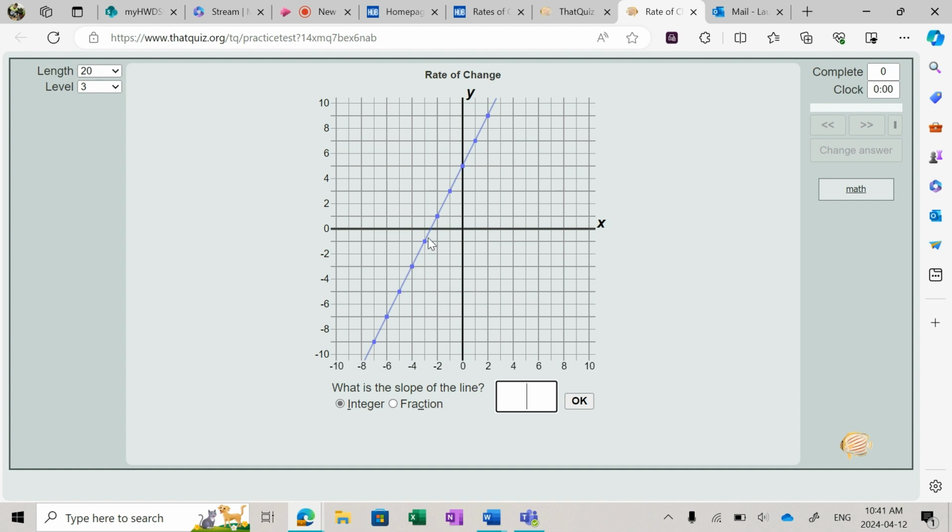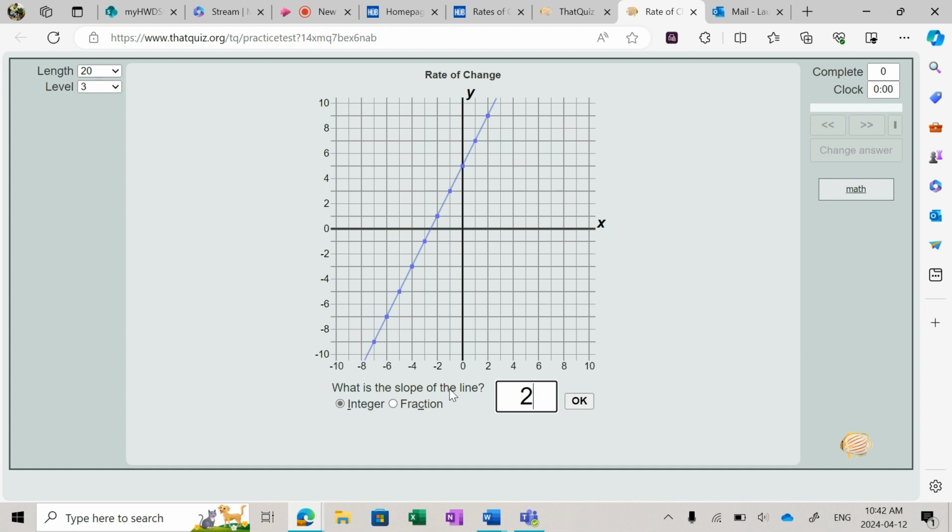And it looks like if I'm trying to get to this point, I have to go up 2 and over 1. So I've gone from -3 to -1 on my y-axis, and on my x-axis, I'm going -4 to -3. So that slope would be 2 over 1. And I know it's going to be positive because this blue line is going up to the right. Anytime your line is going up to the right, you're going to have a positive slope. So 2 over 1 can also just be written as 2. So I would just enter my answer as positive 2.